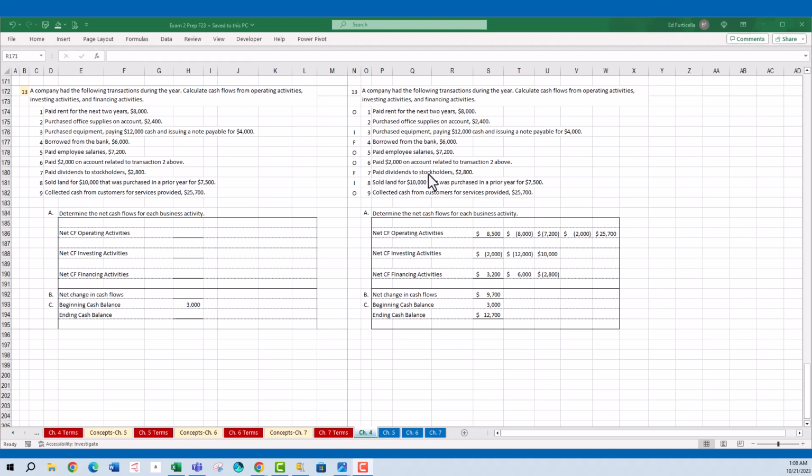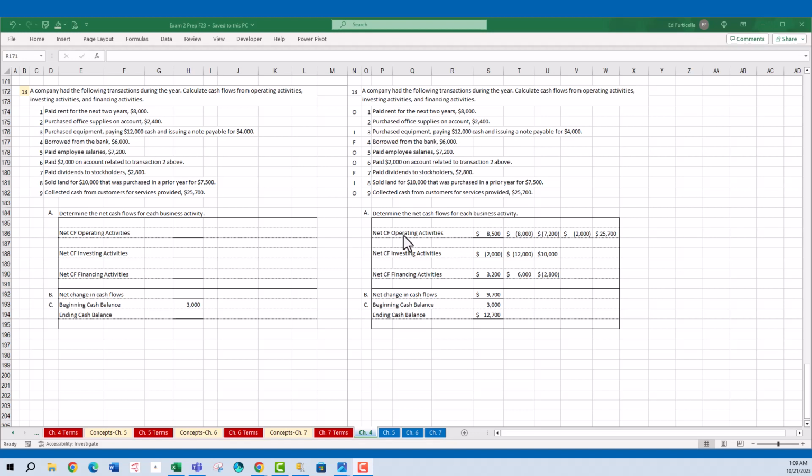Number 7, pay dividend to stockholders. Anytime we pay dividends to stockholders, it's a financing activity. Sold land for $10,000 that was purchased in a prior year for $7,500. Again, we're selling a long-term asset. It's an investing activity. We collect cash from our customers for services provided. That's an operating activity.